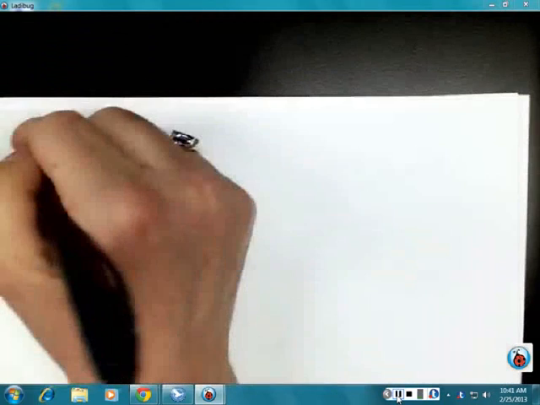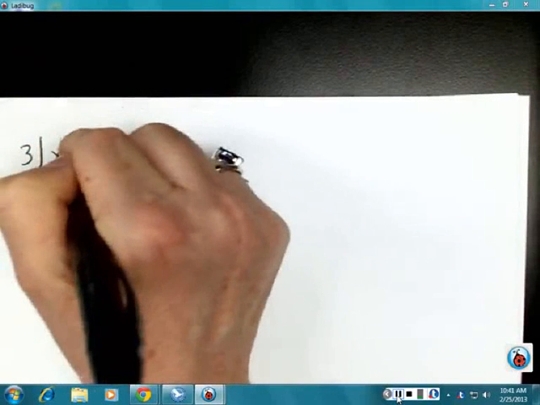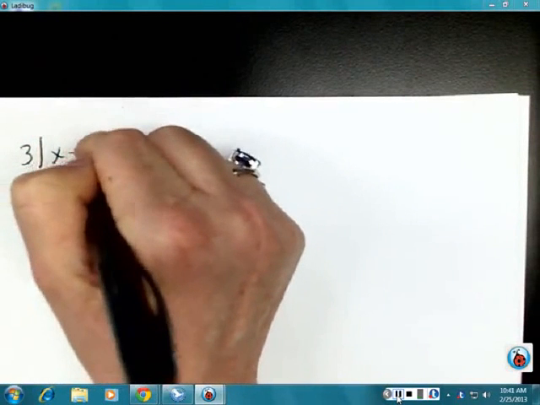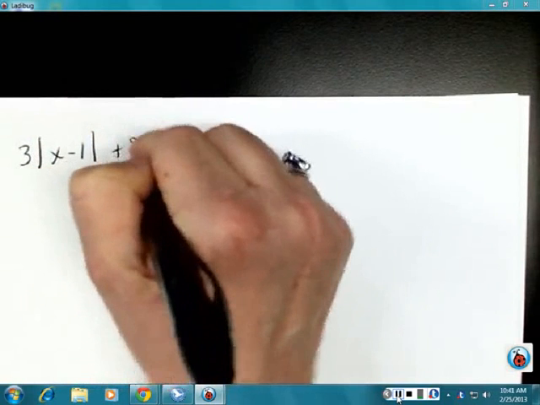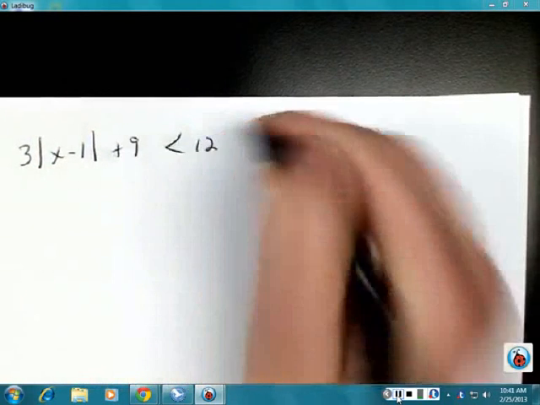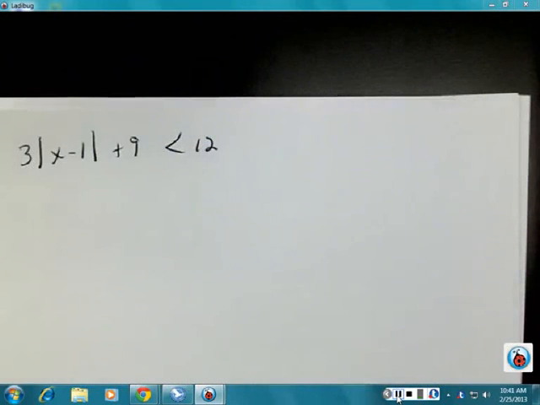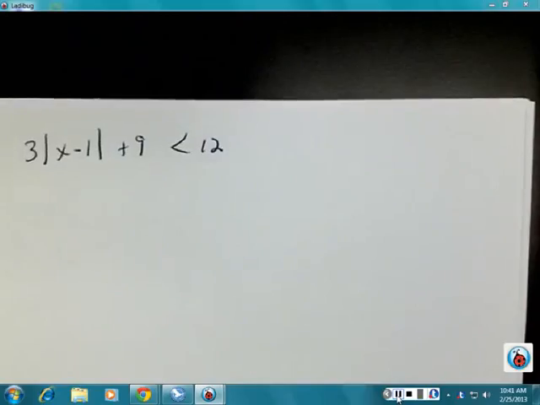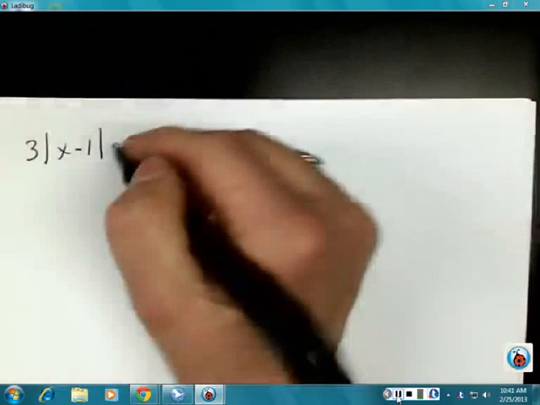One more. What if we had 3 times the absolute value of x minus 1, plus 9 is less than 12? Ooh, that 3's throwing us for a curve. So we need to get it in standard form. So what do I have to do first? You have to subtract 9.